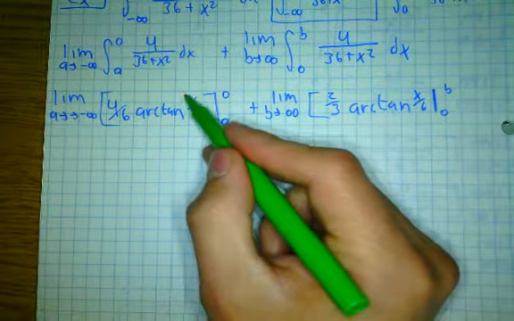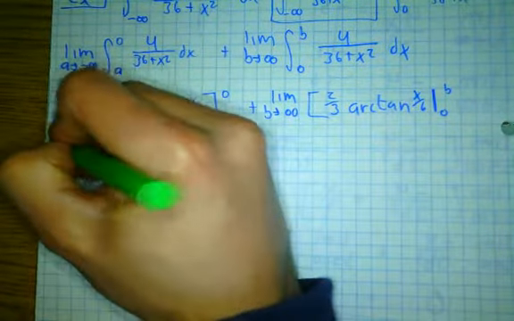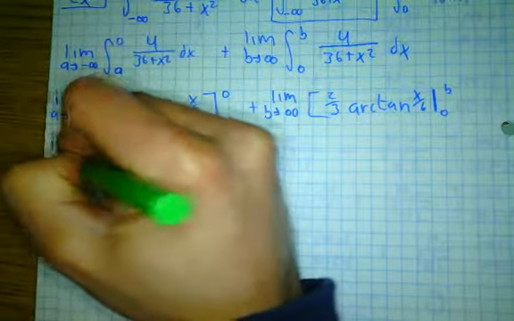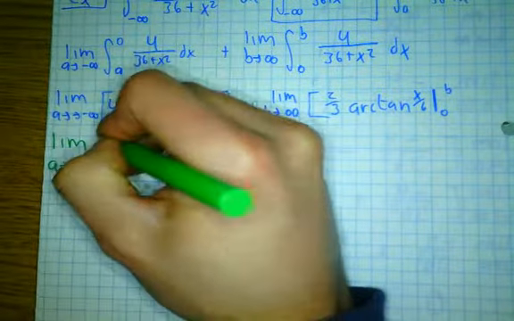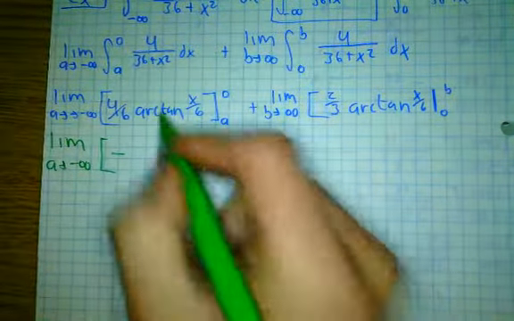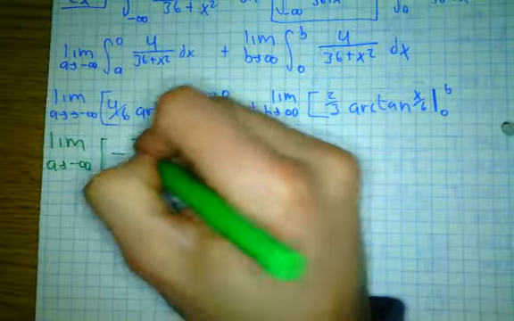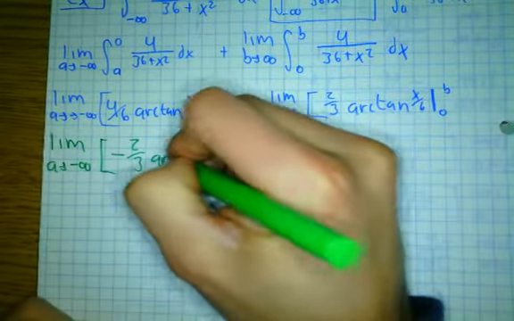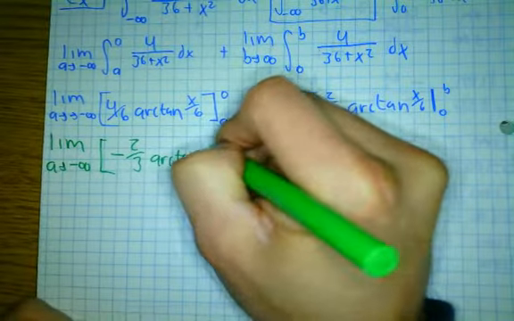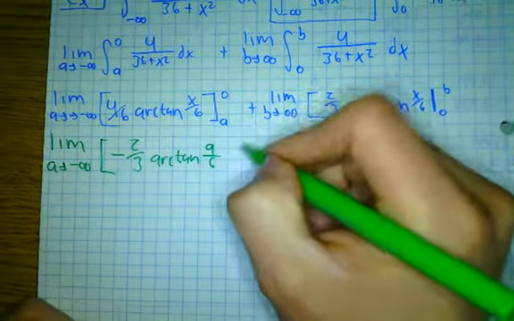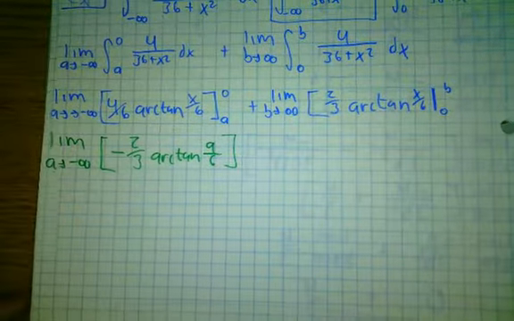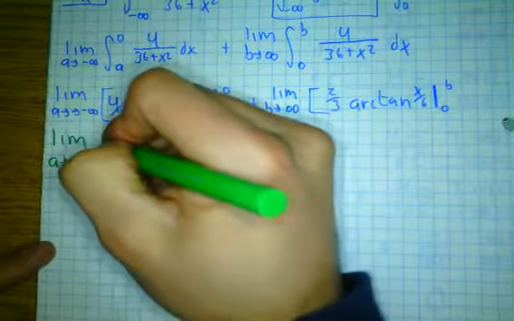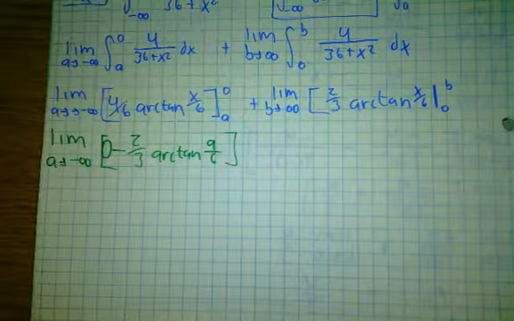But minus, right, now I have to plug in the a. So this is going to be the limit as a approaches negative infinity of minus, and I'm going to plug in the a, right? So 2/3 arctangent of a over 6. Agreed? Technically I should have a 0 there, but it's not necessary, right?